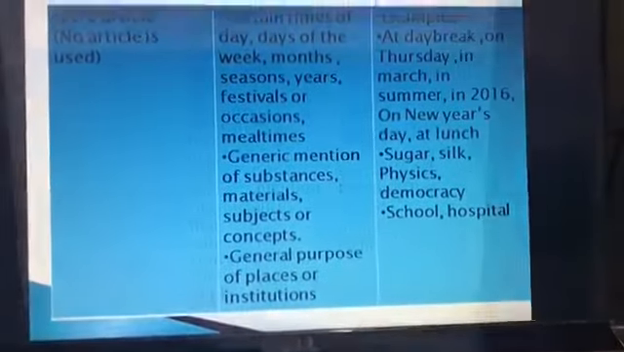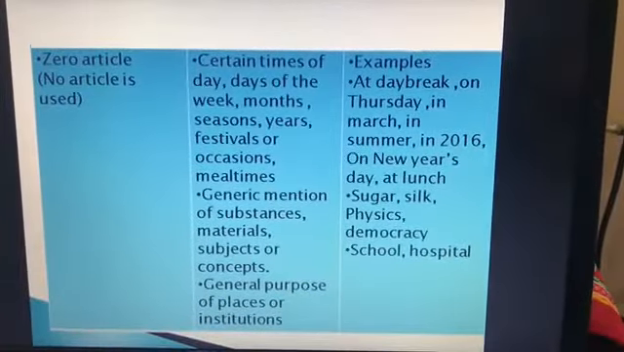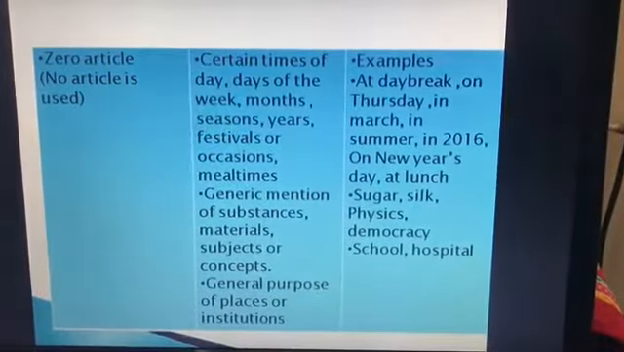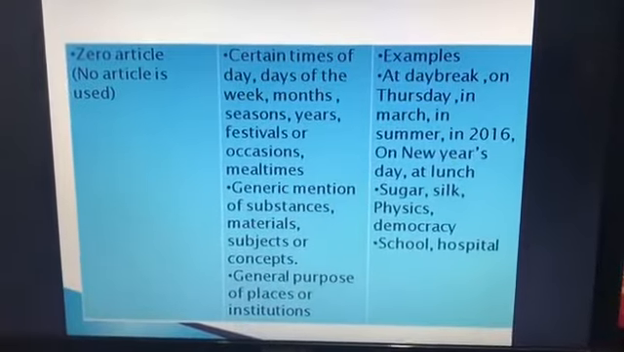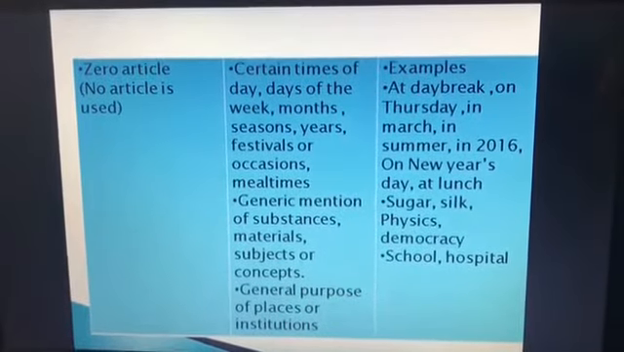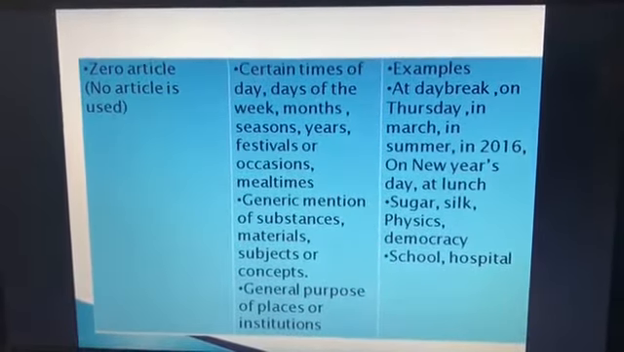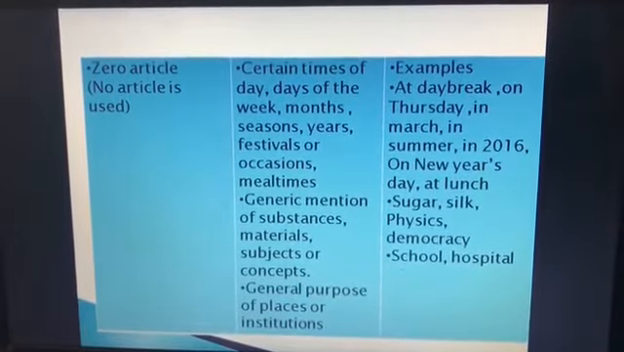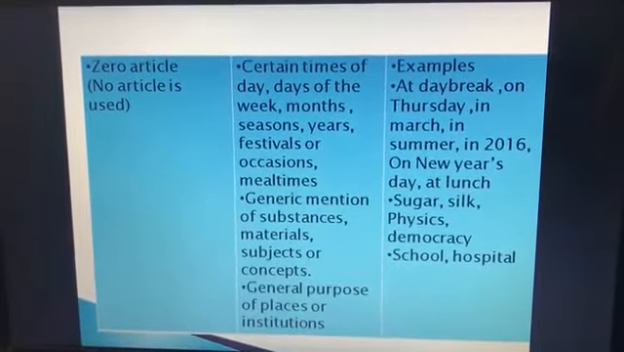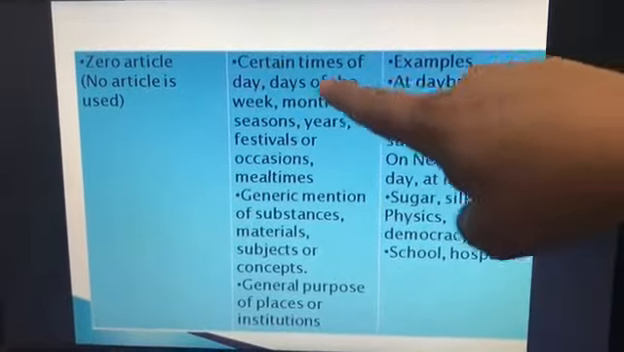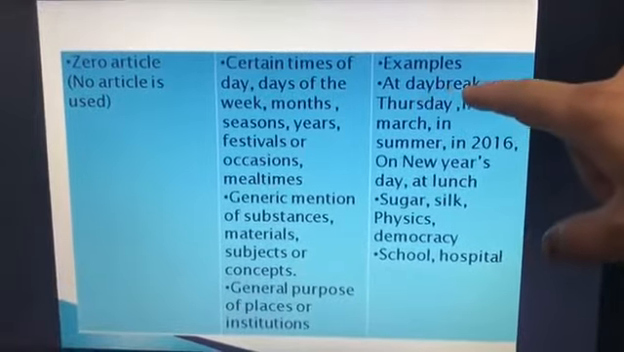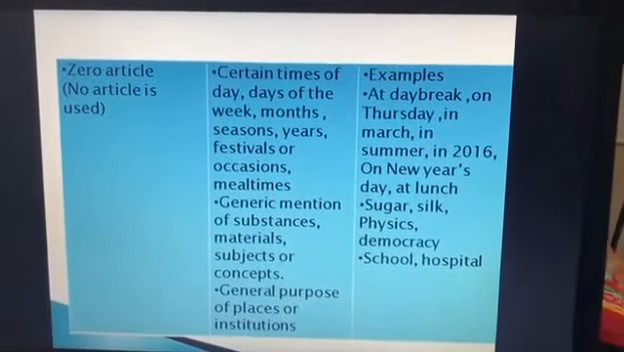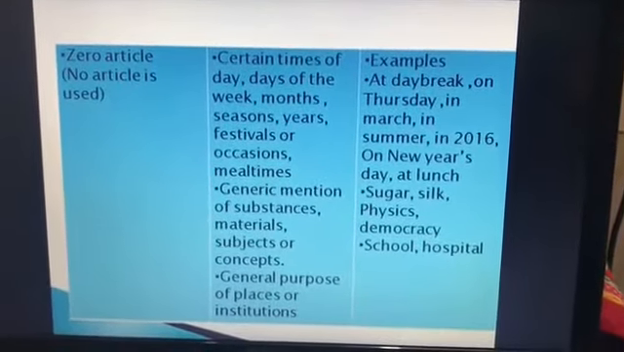Now next comes the zero article. Zero article means no article is used. Many words are there in which we do not use any article. So in that case we say zero article. बहुत सारे ऐसे words होते हैं जिनमें हम कोई article use नहीं करते. For example, certain times of day. पूरे दिन के कुछ certain times. For example, daybreak, afternoon, evening, any time we can take.